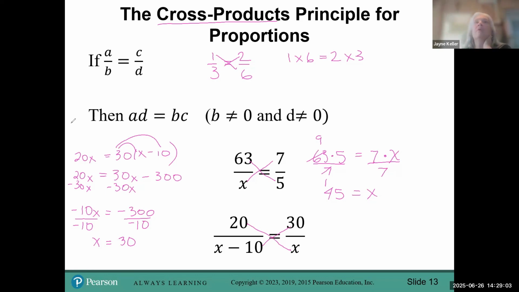Let's check that out. If that's correct, that means I should be able to put 30 here. So 20 over 30 minus 10, and 30 where the x is over here. And sure enough, this is 20 over 20. That's 1. 30 over 30 is also 1. So it checks out.